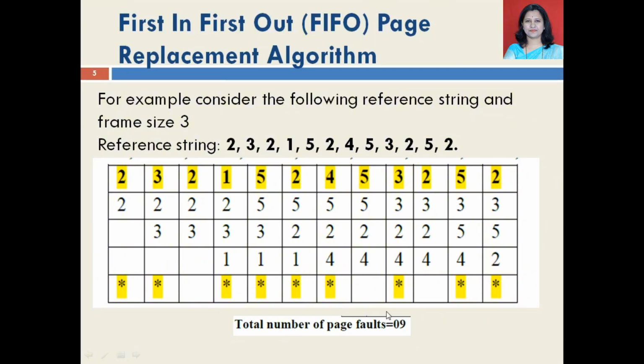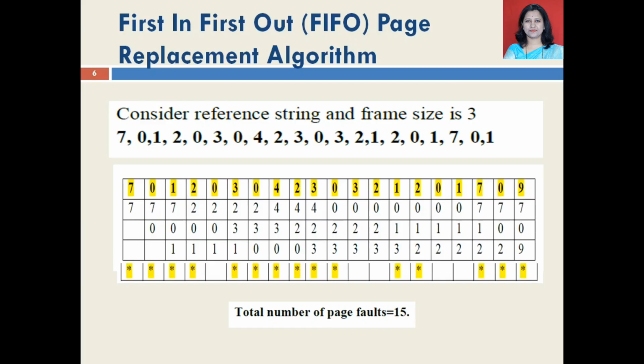Okay, now this is one of the examples for FIFO page replacement. Again we will consider the second example. In the second example, the reference string is again given and here the frame size is considered as 3.